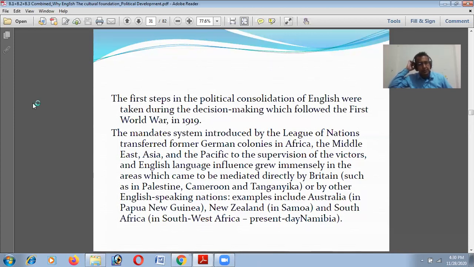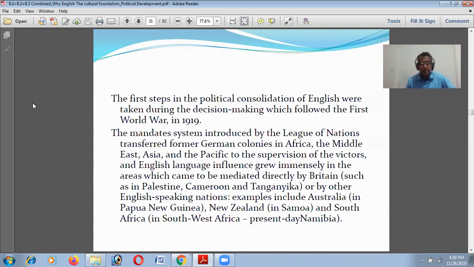That is, after the First and the Second World War, especially after the First World War, the United Nations was established. At that time, the name of United Nations was League of Nations. And the mandate system was introduced by the League of Nations.